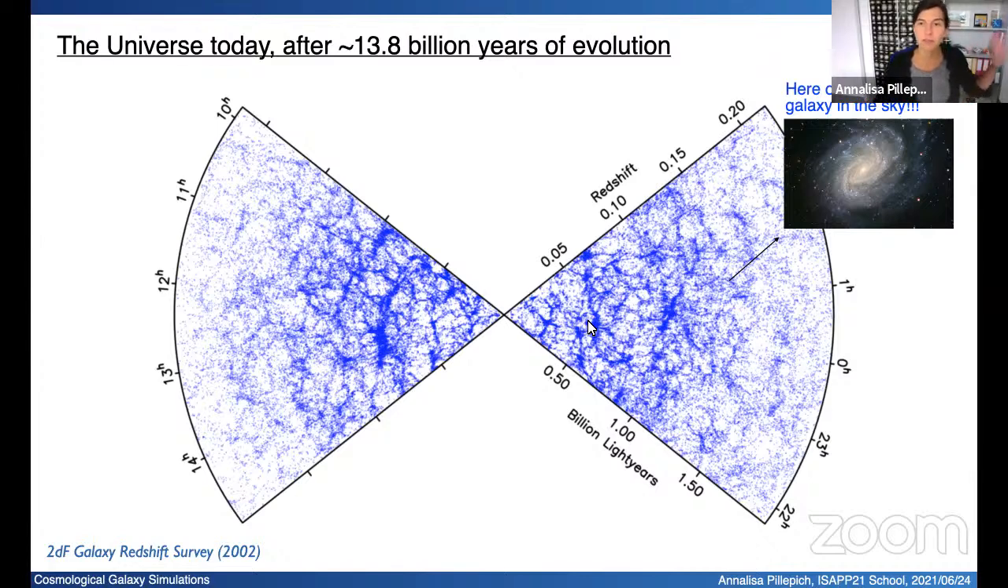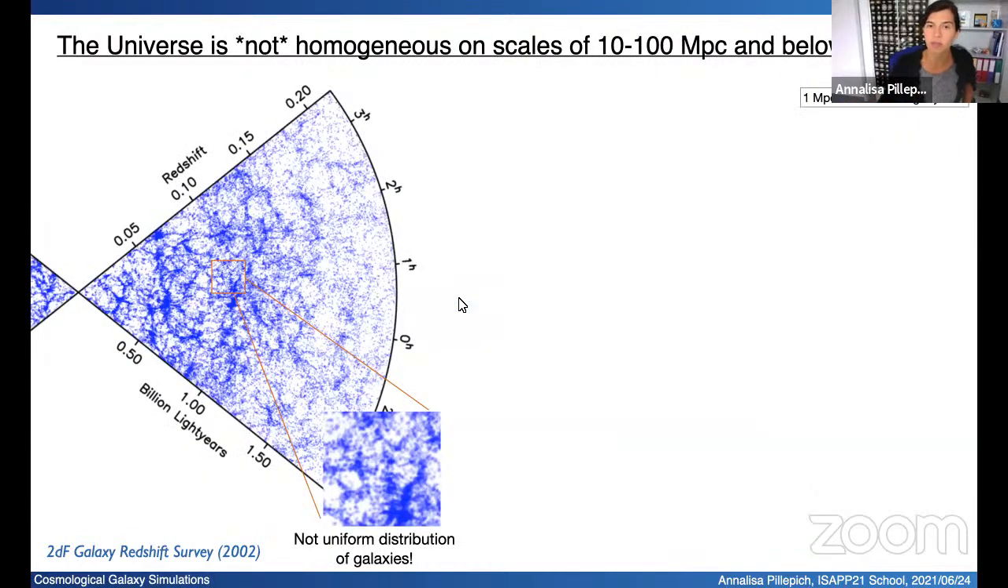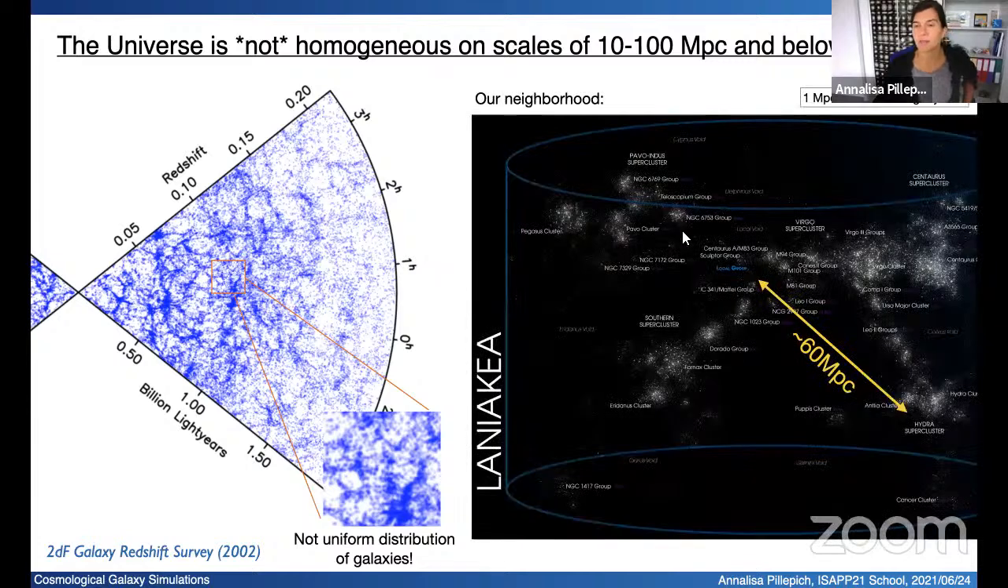Now, if the universe on very large scales above 100 megaparsec could be considered and described as homogeneous and isotropic, this is certainly not the case below scales of 100 megaparsec or 10 megaparsec or so. And so, for example, you can easily see that the distribution of galaxies is not uniform on these smaller scales.